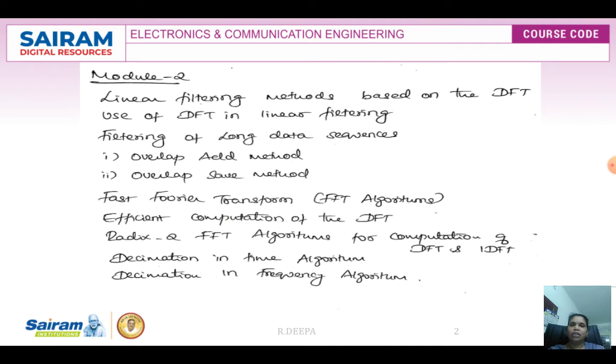Apart from that, you'll be learning what the fast Fourier transform algorithm, also known as the FFT algorithm, is, and we'll be finding out the efficient computation of the DFT and radix-2 FFT algorithms for the computation of DFT and IDFT. Such algorithms are the decimation in time algorithm and the decimation in frequency algorithm. Both of these algorithms are used to compute the DFT and IDFT of a sequence.